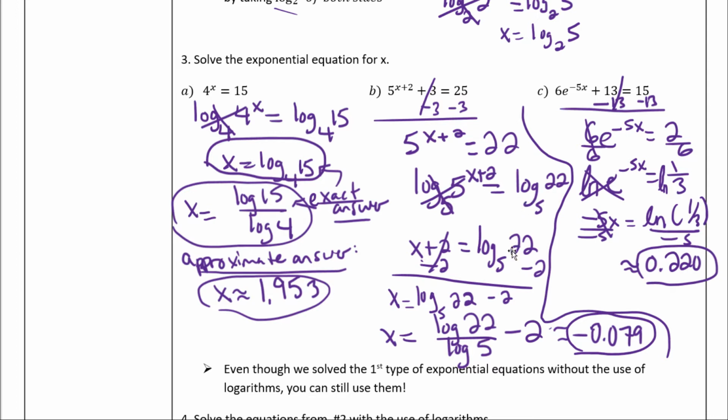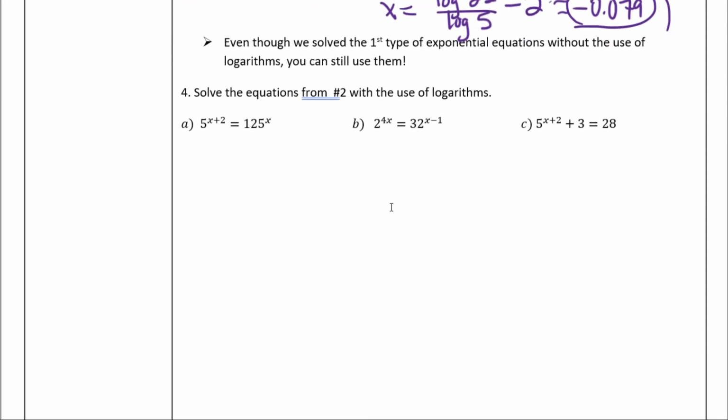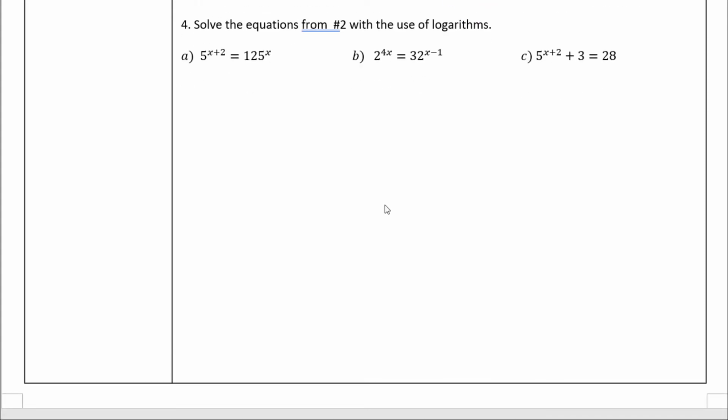Also, keep in mind that even though we solved the first type of equation without the use of logs, you can still use logs. It's not like with the first type you can't use logs. You can still use logs and get the answer. So I'm going to show you how to do that real quick in number 4. So these are the same exact equations as on problem number 2, but this time we're going to use logs. So to get rid of the 5 here, I need to do a log base 5 of both sides.